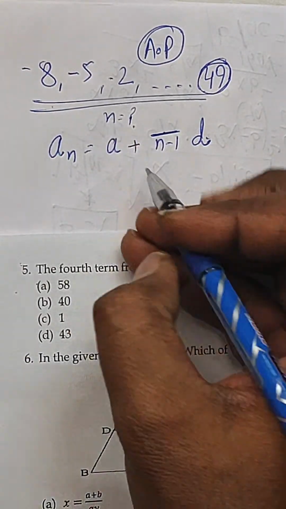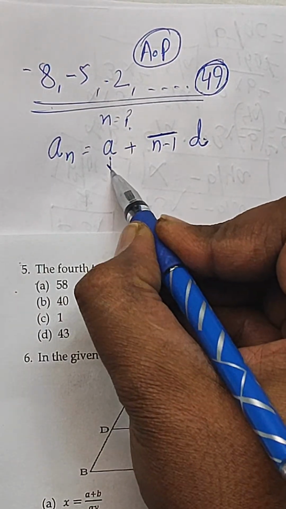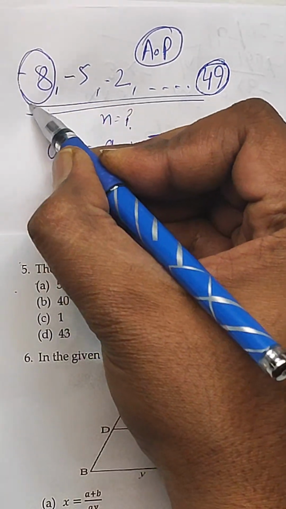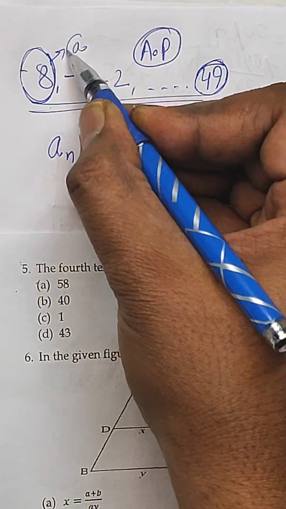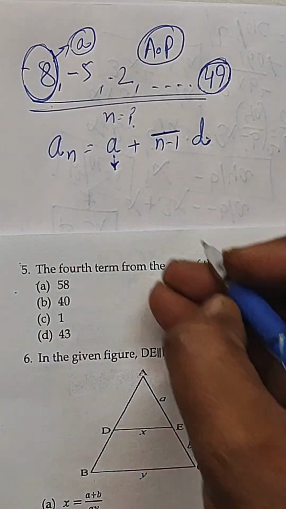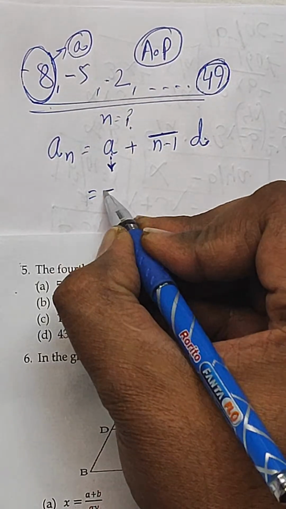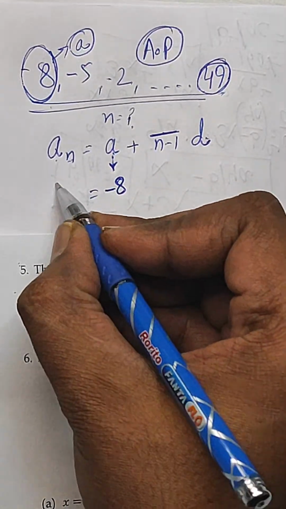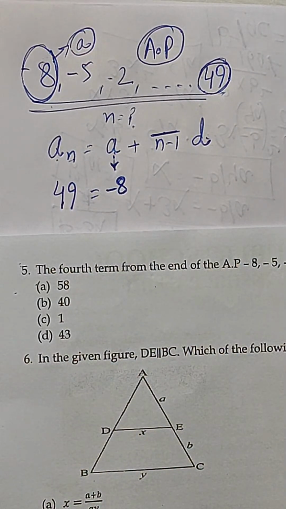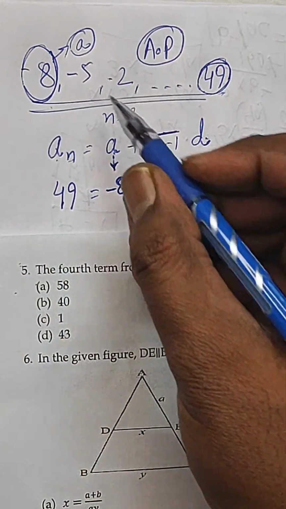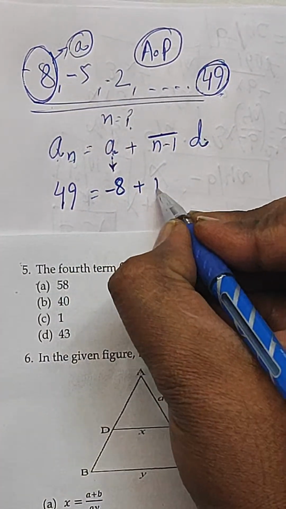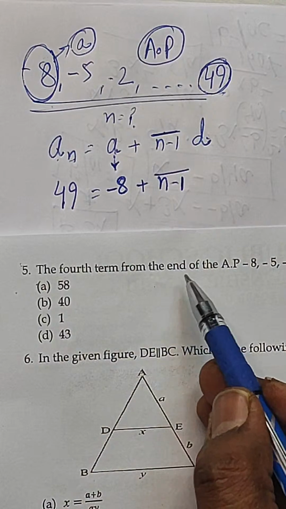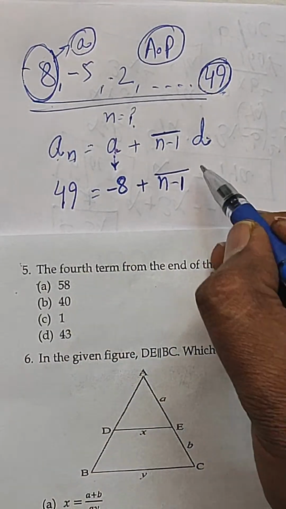So from here, let us see what is the value of a. Minus 8 is the first term of the AP, and this is nothing but a, right? So simply put the values in. Instead of a, write minus 8, and the nth term of the AP is 49, so instead of an you can write 49. On the RHS, instead of a write minus 8, and n will be the variable. We need to find the fourth term from the end, right? So what is d?